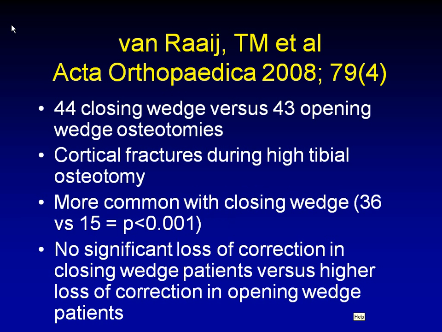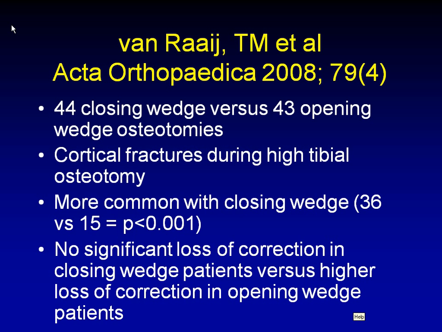Looking at cortical fractures, this paper from Acta Orthopaedica looked at 44 closing wedge and 43 opening wedge osteotomies, the incidence of cortical fracture during the procedure. They found that the cortical fractures were much more common with closing wedge osteotomies. In other words, a fracture of the medial cortex occurs very frequently with closing wedge osteotomies, and those of us who do that operation know the reason for that is we're trying to keep a little hinge intact on the medial side to maintain stability. So these are much more common than in opening wedge.